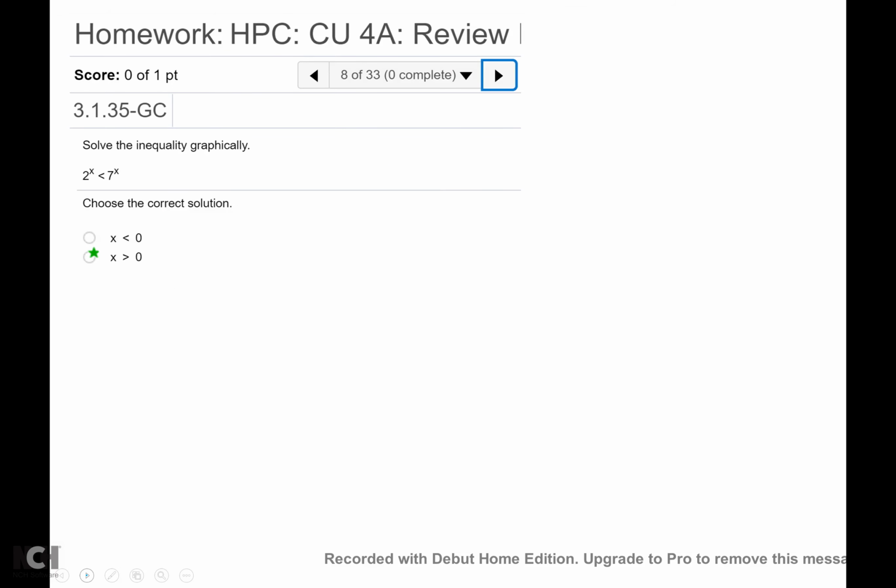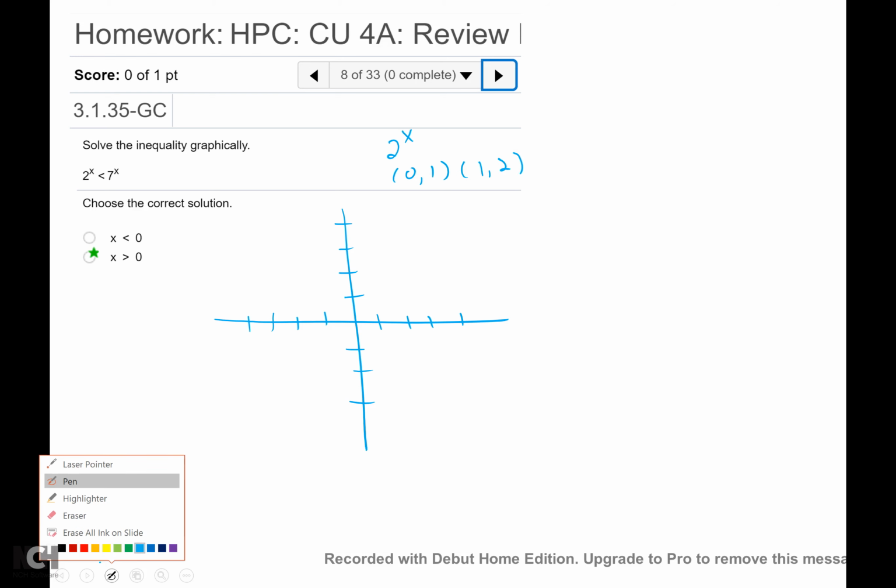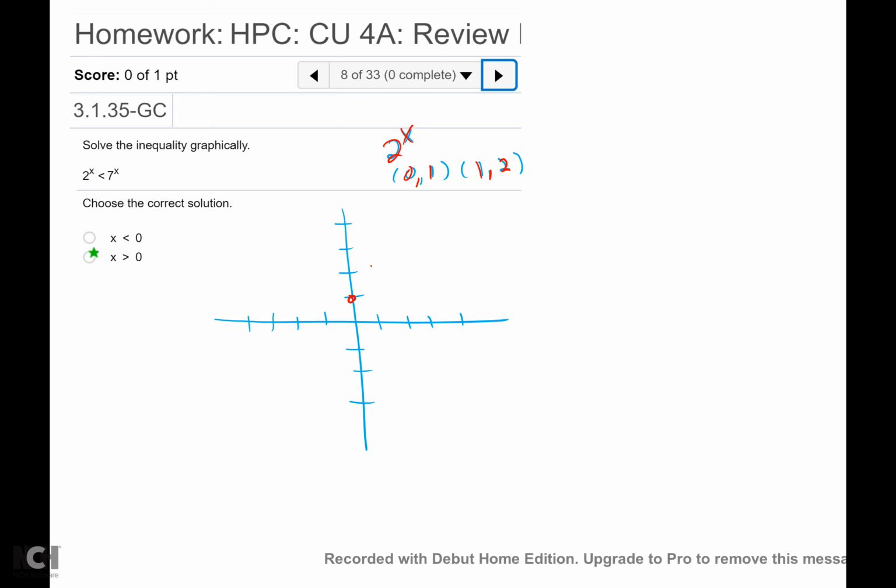Okay, solve the inequality graphically. Again, these ones, when they're not fractions, you could really do it by hand and probably see more easily. It's when those bases are really close together that it's really hard to graph by hand. 2 to the x would go through (0, 1) and (1, 2). I really wish I'd have done it in a different color. So there's 2 to the x.